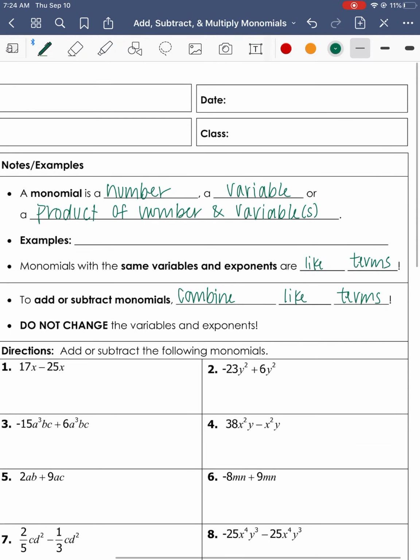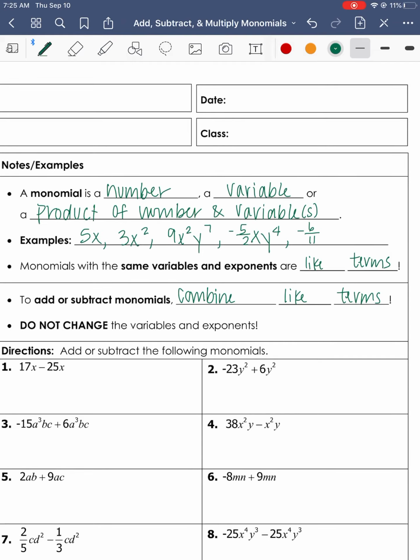A monomial is a number, a variable, or a product of a number and variables. Some examples of this are 5x, that's a product of a number and a variable, 3x squared, 9x squared y to the 7th, negative 5 over 2 x y to the 4th. So it doesn't matter how complicated these get, as long as it's just the one term with a number and a variable being multiplied, or just a number or just a variable, it's considered a monomial. Those are just some examples, and we're going to be working with those in this section.